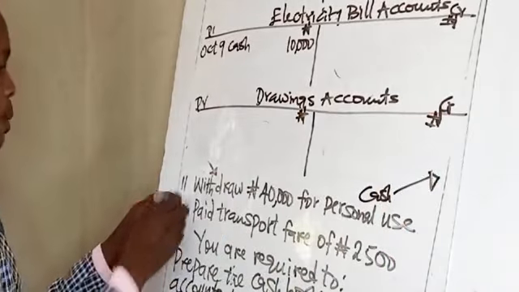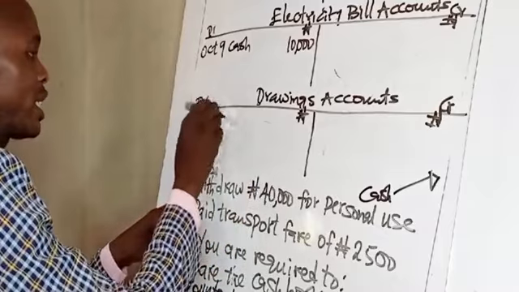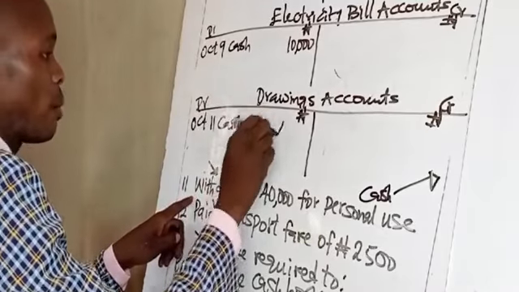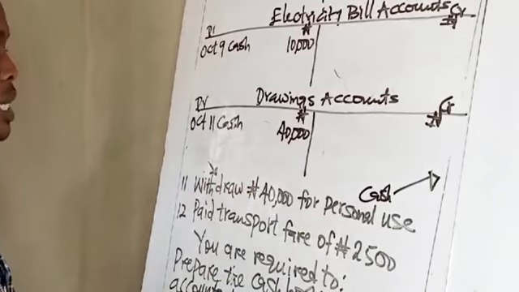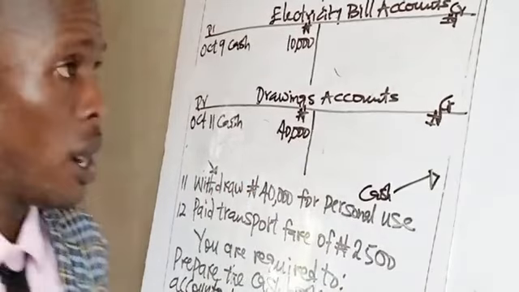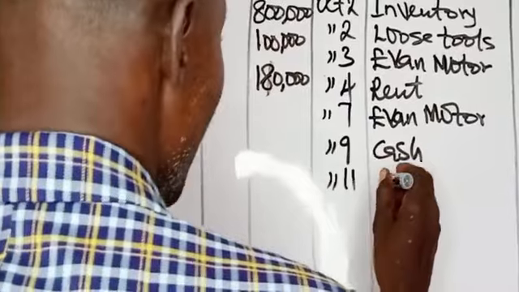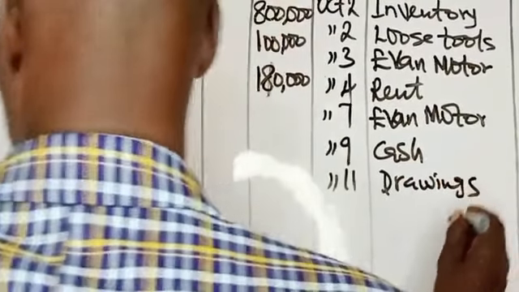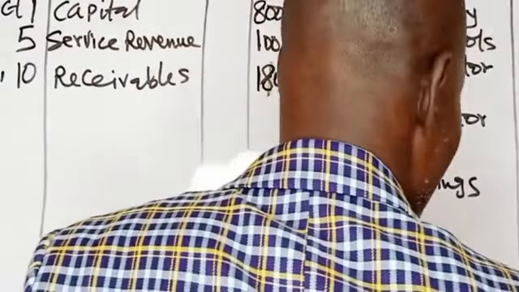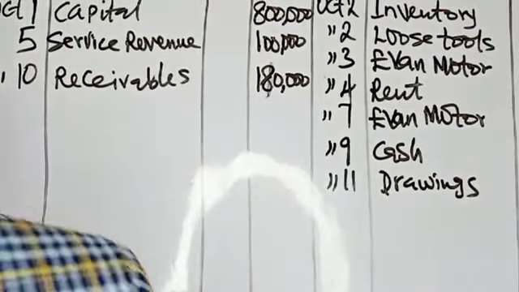So on the October 11th, we have cash. You are debiting drawings with the sum of 40,000 naira. You debit drawings with 40,000 and you credit cash with the same amount. On the 11th of October, so you have drawings. The amount involved is 40,000 naira.